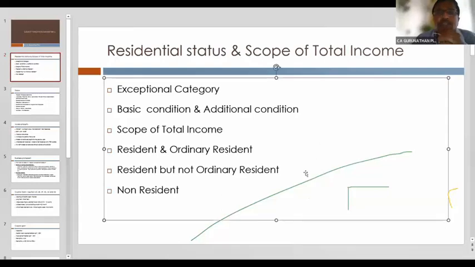Then, in case of residential status, there are basic conditions and additional conditions. So what does the basic condition say? That you should stay in India for at least 182 days in the previous year. Or condition B says that you stay in India for at least 60 days in the previous year and 365 days in the last 4 previous years immediately preceding.